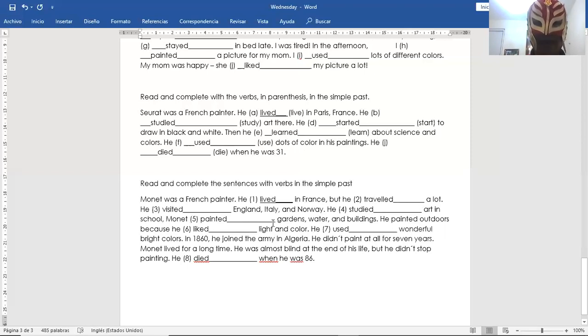Monet painted gardens, water, and buildings. He painted outdoors because he liked light and color. He used wonderful bright colors. In 1860, he joined the army in Algeria. He didn't paint at all for 7 years. Monet lived for a long time. He was almost blind at the end of his life, but he didn't stop painting. He died when he was 86.